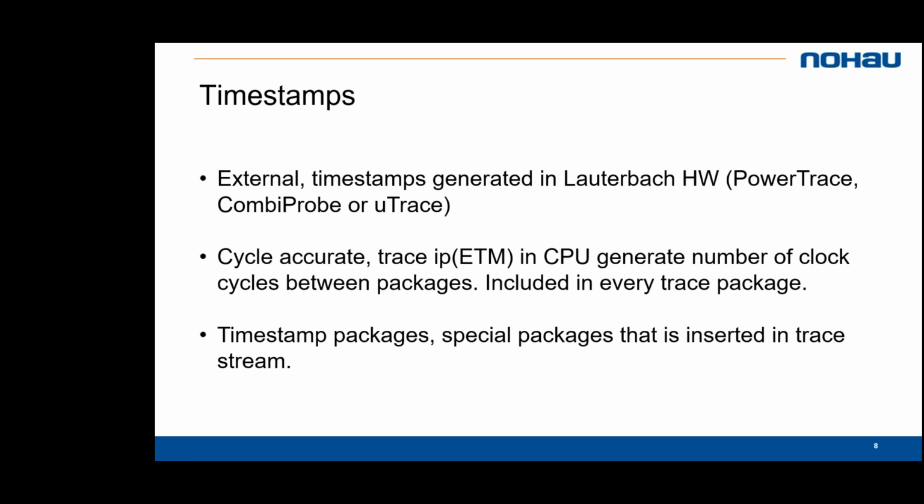Then there is a third option, which is timestamp packages. Normally you have some specific IP block inside of the CPU that generates a timestamp package and inserts it into the trace stream now and then. But it's not included for every trace package, only now and then, so it's not as accurate as cycle accurate. But in some use cases, this can be used.